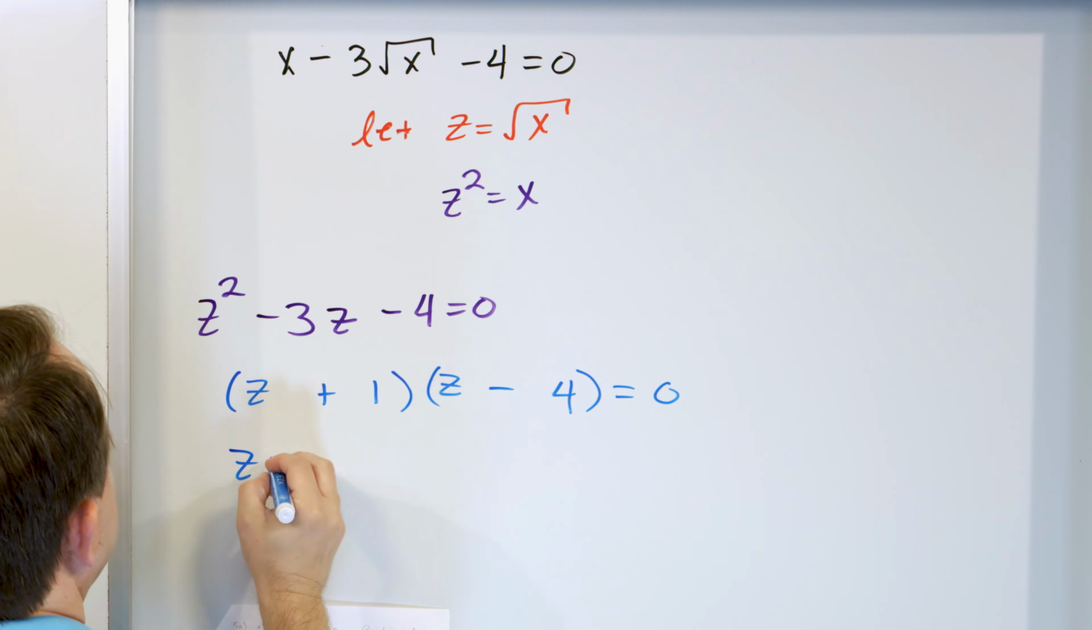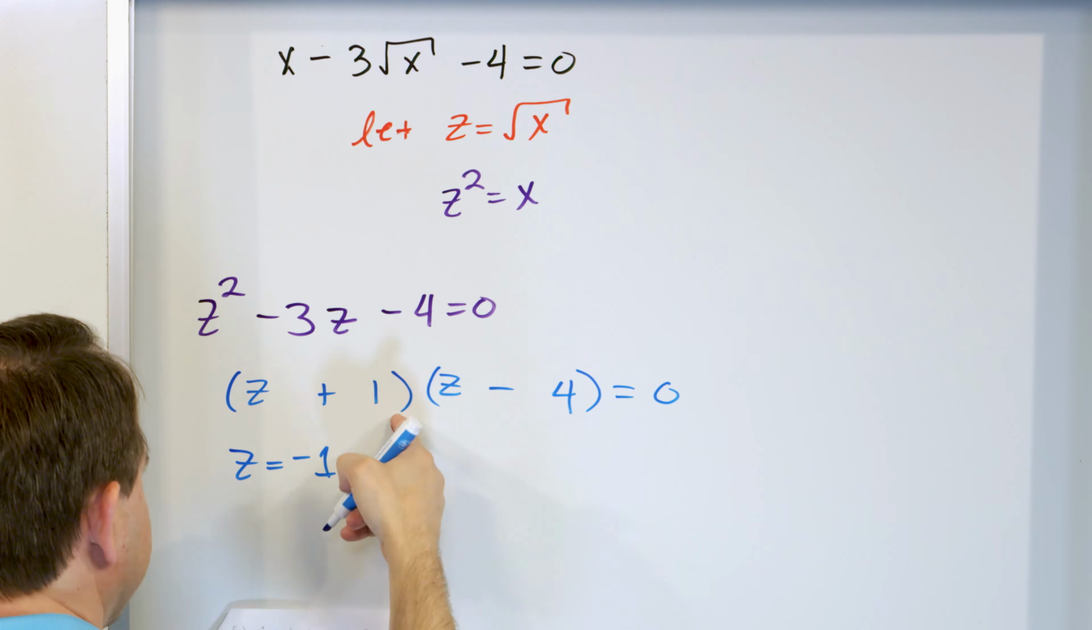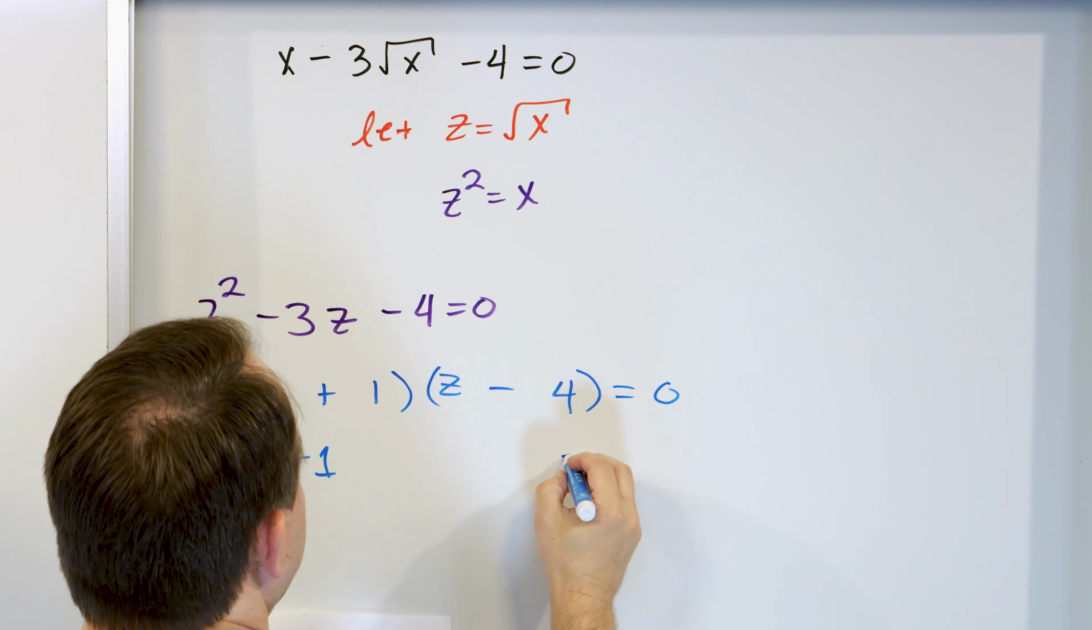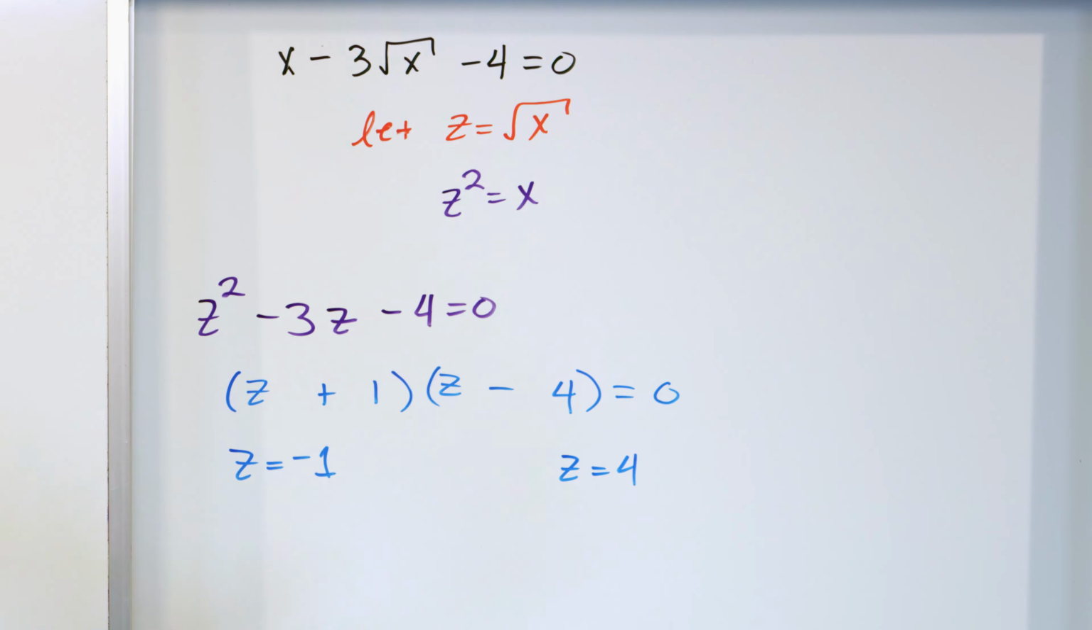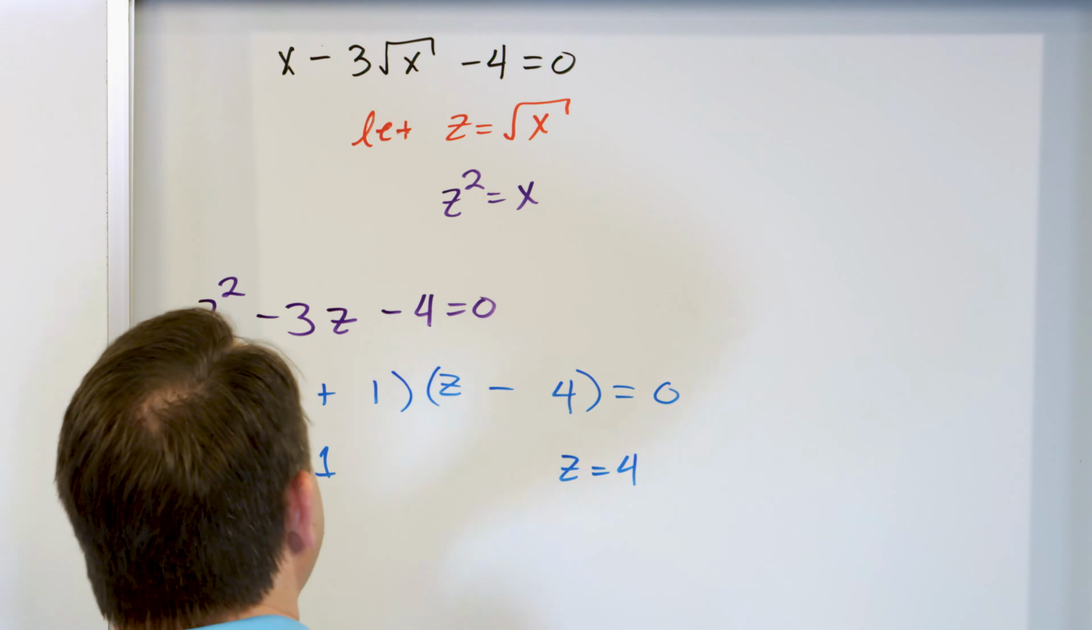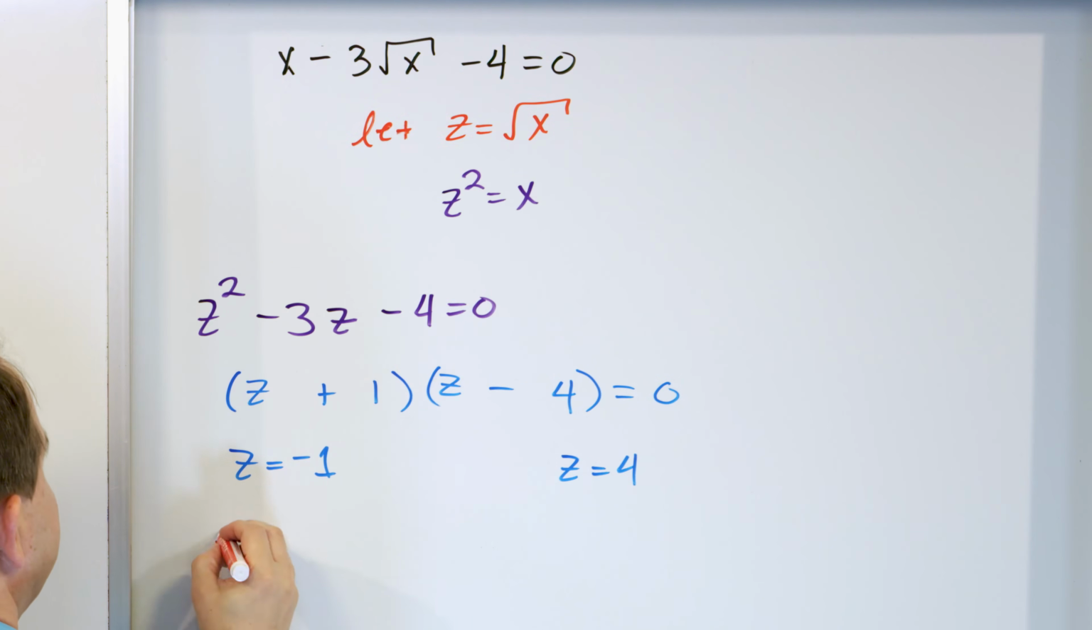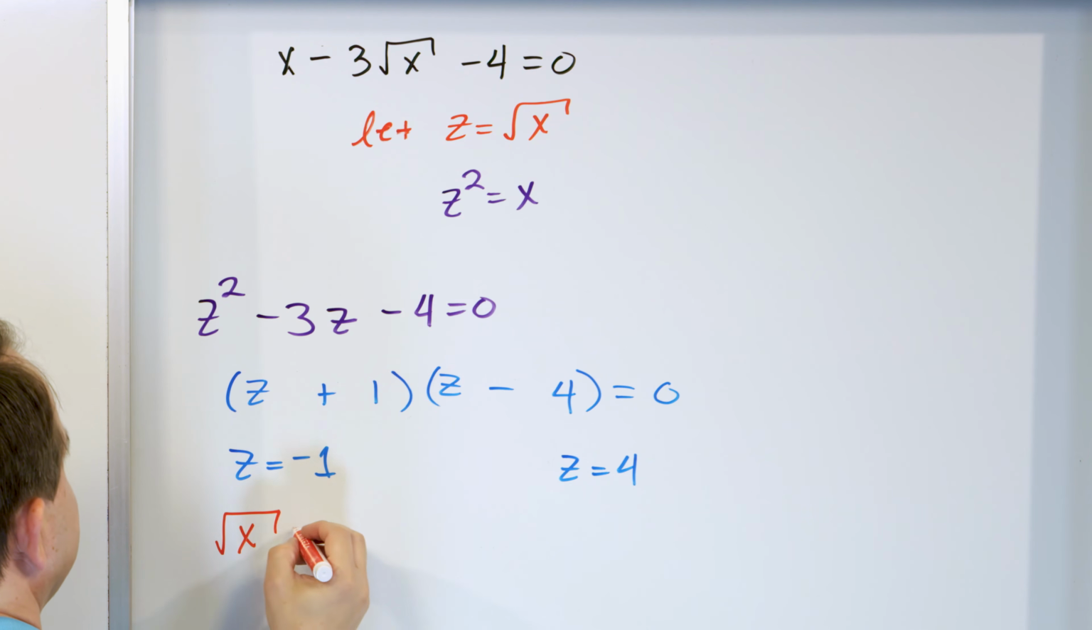So we know that z is equal to -1. That comes from setting that equal to 0. And we know that z is equal to +4 because these are the exact same answers we got before. Now where it gets a little bit tricky is going from here to the answer. Z is -1. Z is square root of x. So I can substitute that square root of x into here. Square root of x is equal to -1.